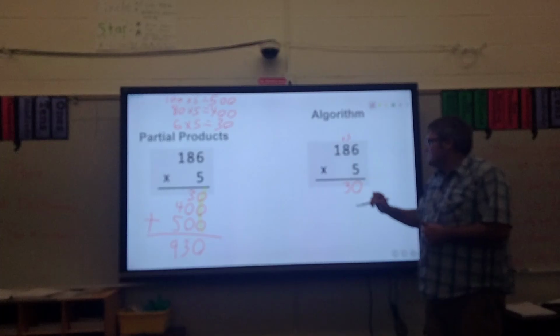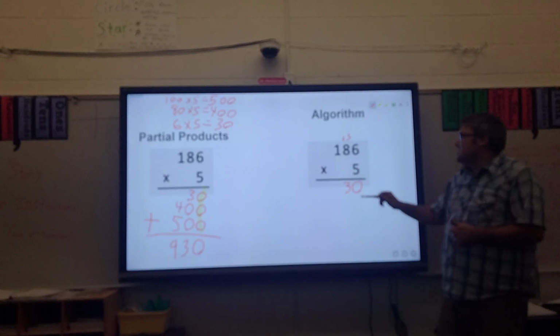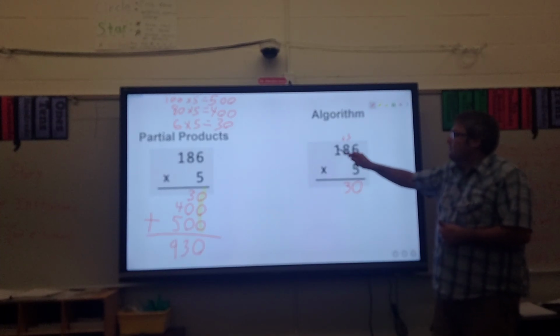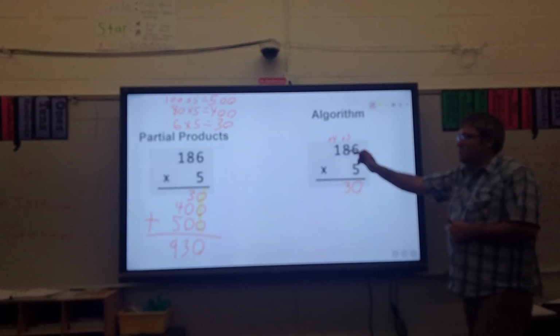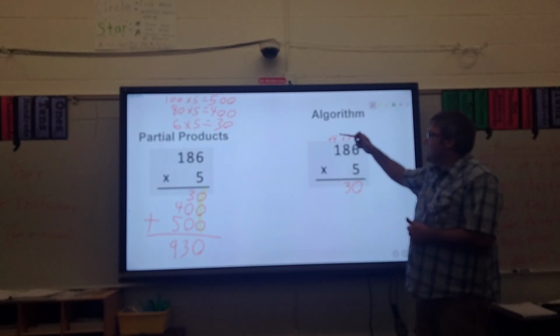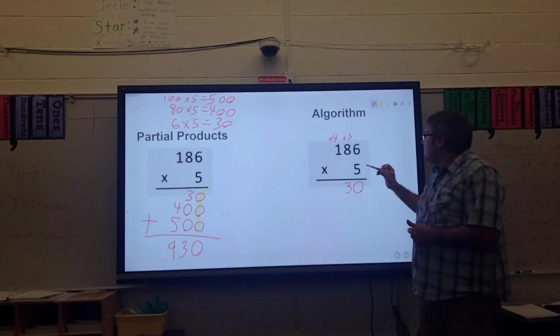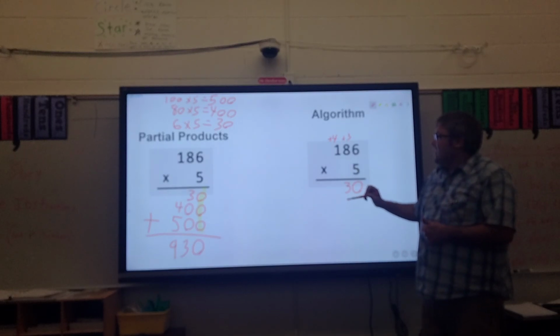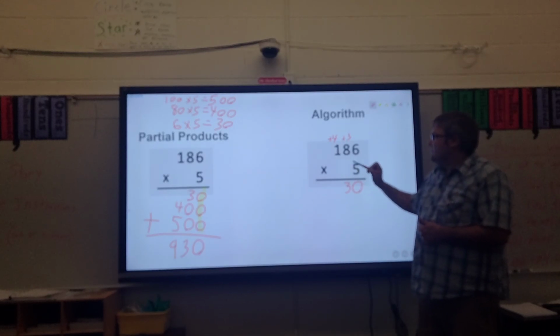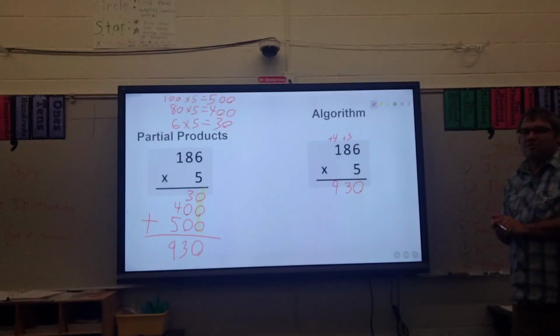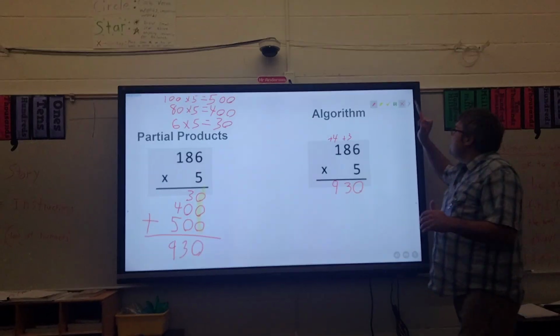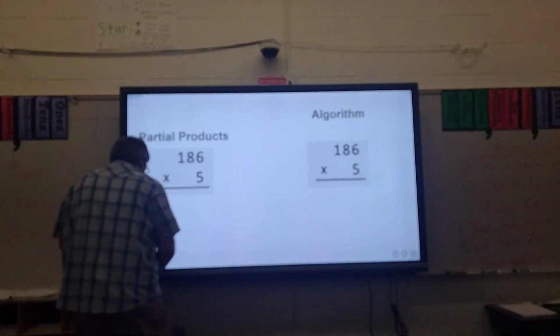So we place down our ones, 3, and we have 40. So we're going to exchange 40 tens for 4 hundreds. Exchange 10 for a single in the next place value. 4 tens becomes 4 hundreds. Now, 5 times 1 is 500, or 5 times 1 is 5, plus 4 is 930. There we go.